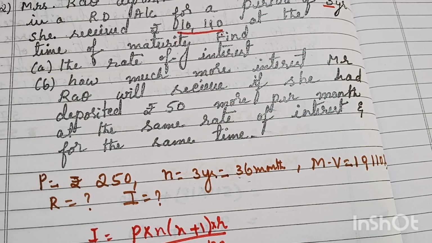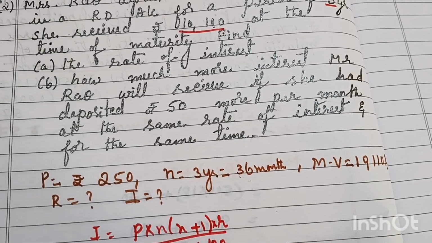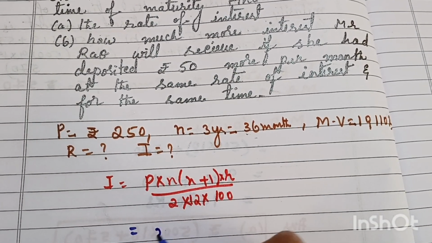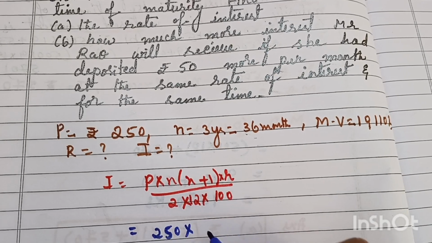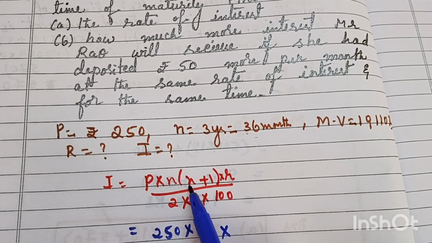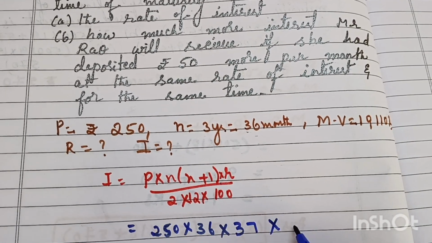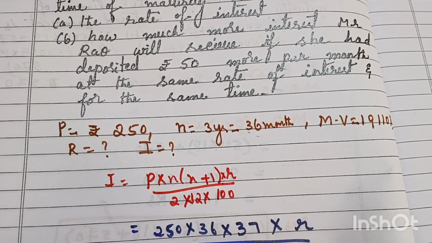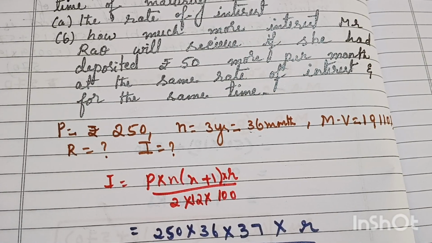2 into 12 into 100. This is the formula. Here simple interest we don't know, so we'll write principal as 250, into n is 3 years means 36 months, into n plus 1 means 36 plus 1 becomes 37, into r we don't know, over 2 into 12 into 100.